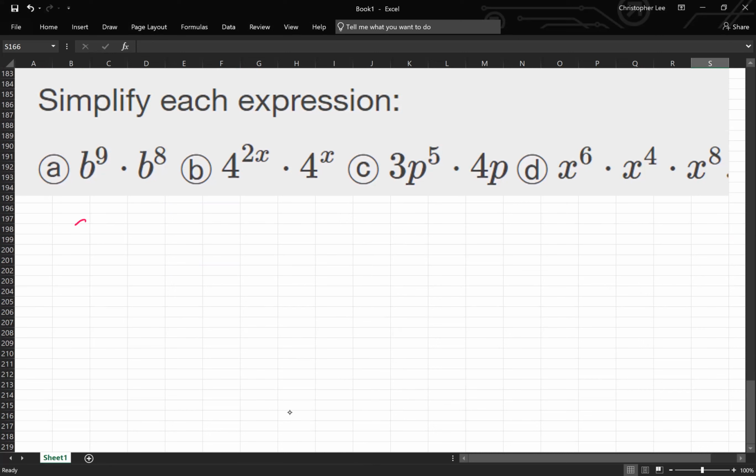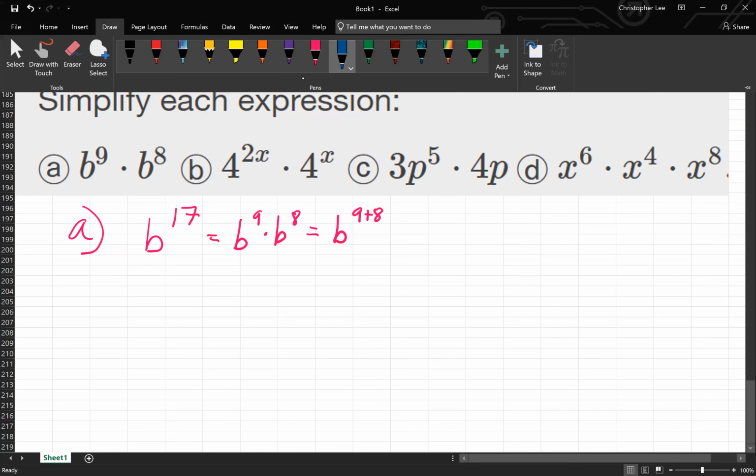So for A, what's the answer? Very good. Any questions on that? We good? That's it. Just add the powers. So b to the 9 times b to the 8 is b to the 9 plus 8 power, which is b to the 17. That's it.